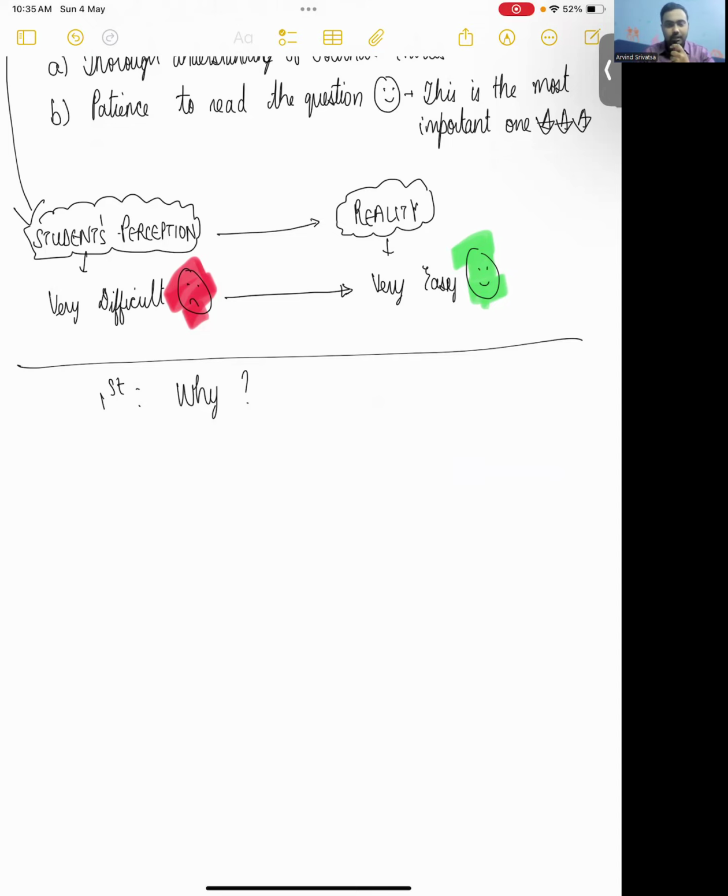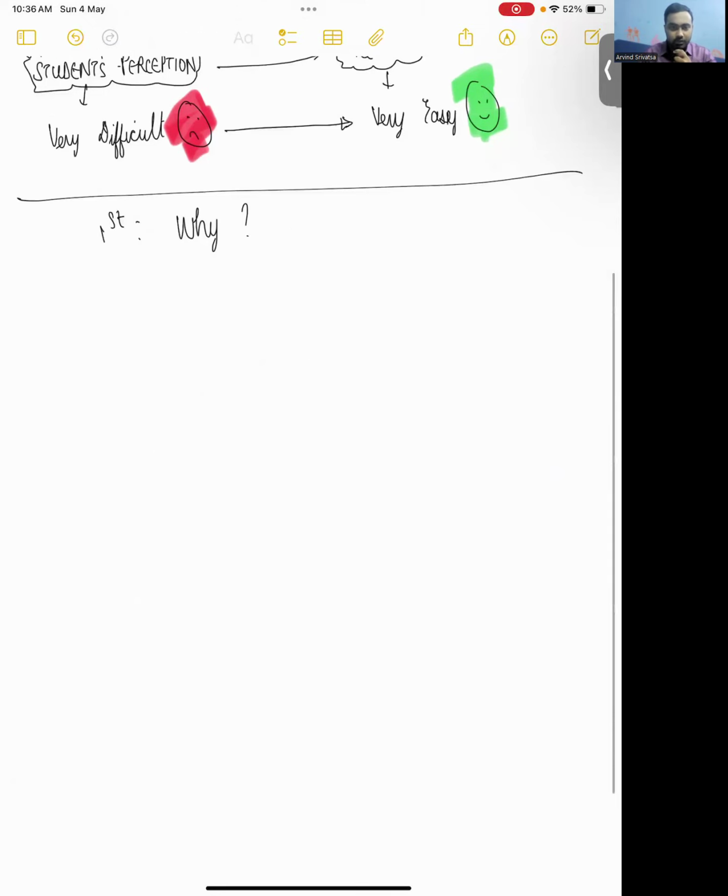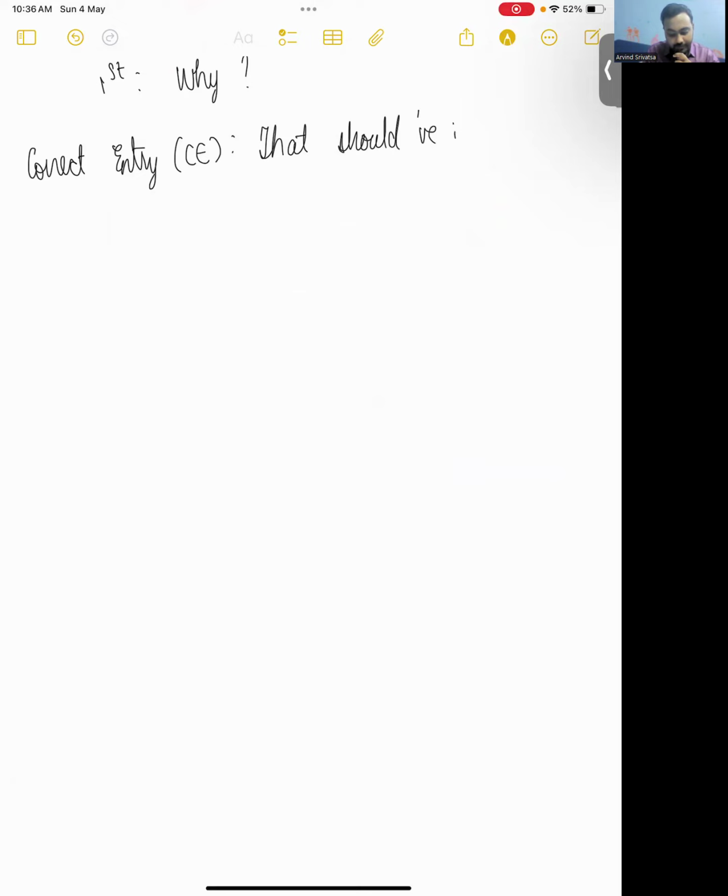We'll be using a three-step approach to crack any question on rectification of errors, and this is going to be a lifesaver for you guys. So just take it down. First, we will see the correct entry, CE. I will be using CE everywhere I say correct entry. This is the entry that should have ideally been passed.